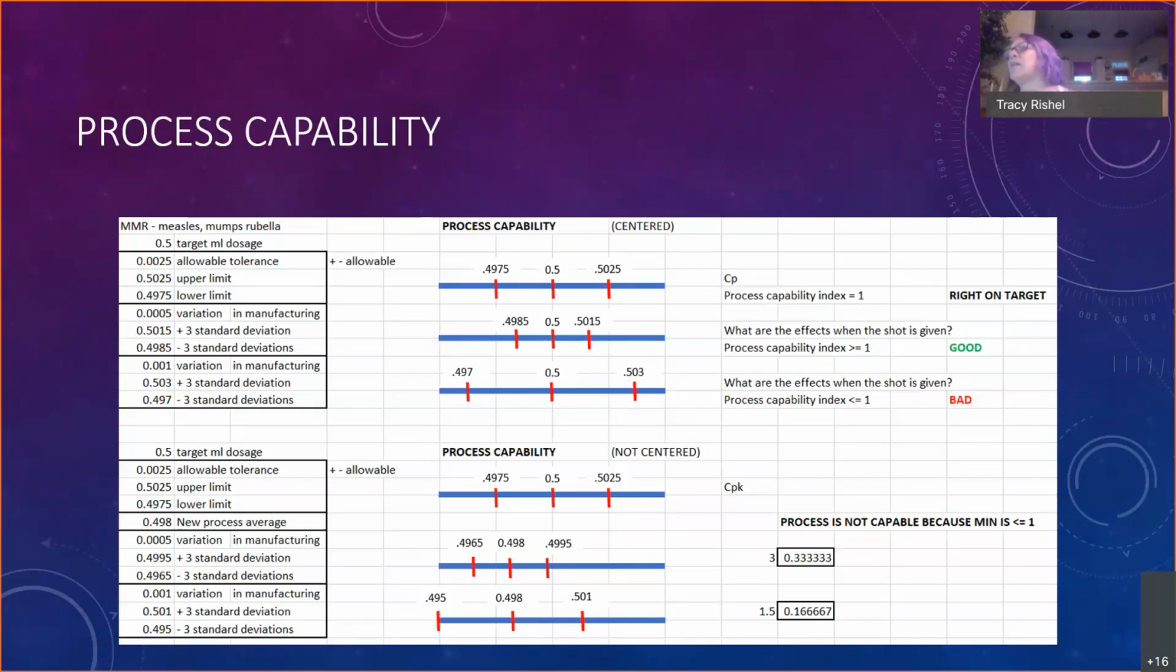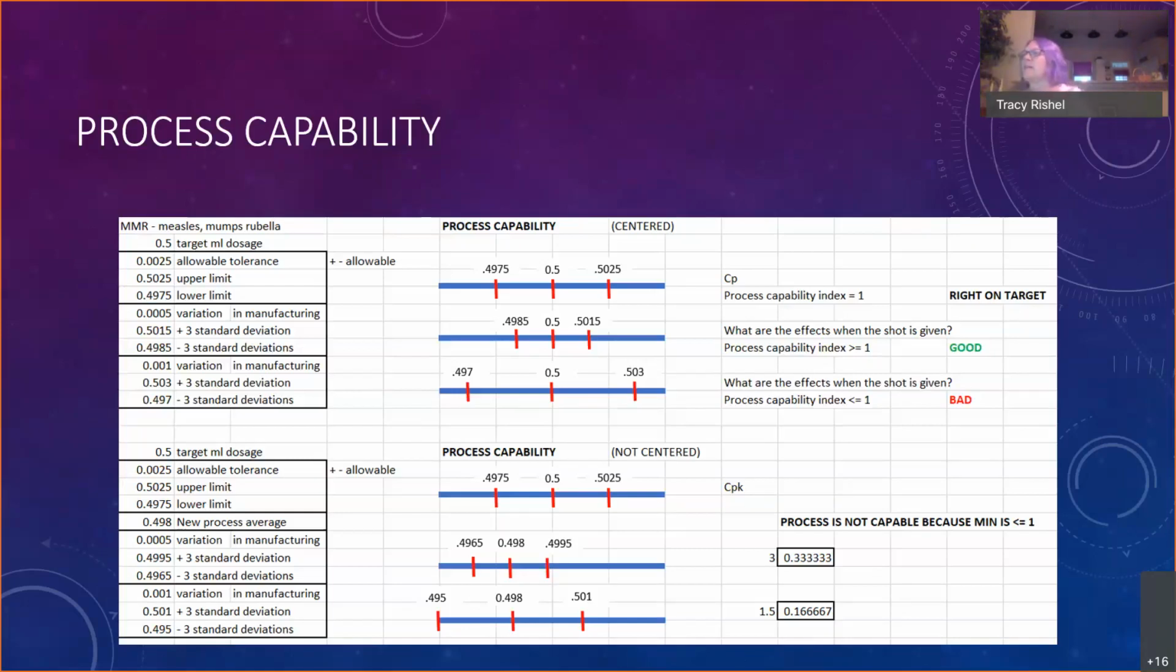So now we're going to measure our process. And so let's look at the process that has 0.0005 variation in manufacturing. When we look at process capability, again, plus or minus 3 standard deviations. If we look at the plot in the middle, our vaccine is very effective. Okay, we're well within, our process is very capable of producing this vaccine within the limits. That would give us a process capability index greater than 1. If it meets the limits exactly, our process capability index is 1.